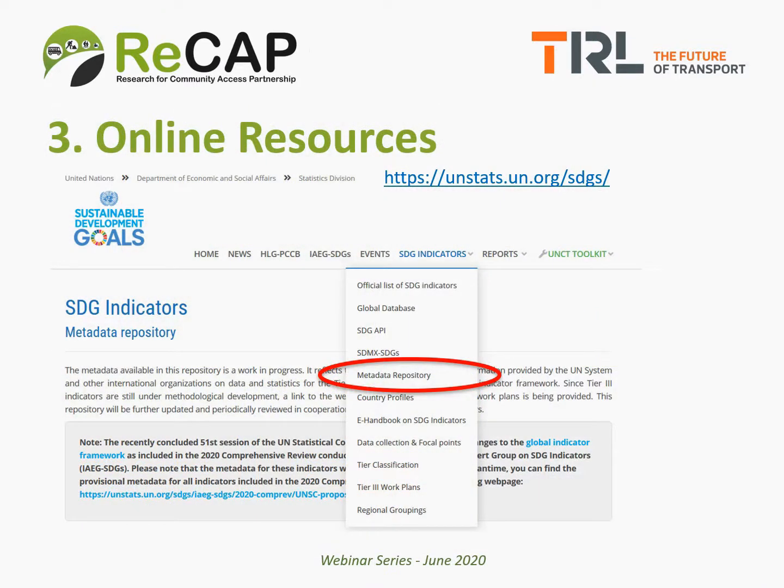The UN SDG website provides lots of useful information. You can access it via the UN Stats website at the link shown here. The site contains overviews of the SDG indicators, explains the functions of the different groups, and provides links to many other resources. Clicking on the metadata repository, as shown on the slide, takes you to further information on each indicator.